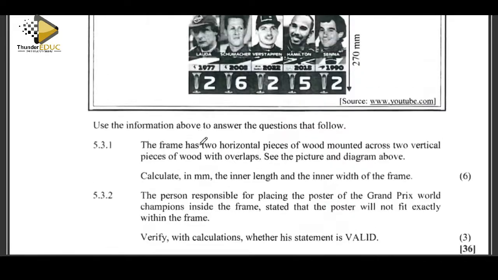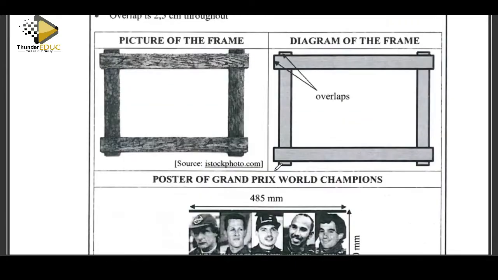the frame. So the frame has two horizontal pieces of wood mounted across two vertical pieces of wood with overlaps. See the picture and the diagram above. Calculate in millimeters the inner length and width of the frame. Now here we are. The inner. So the inner starts from where? From here. It starts from there and it touches this other one here. Same applies.